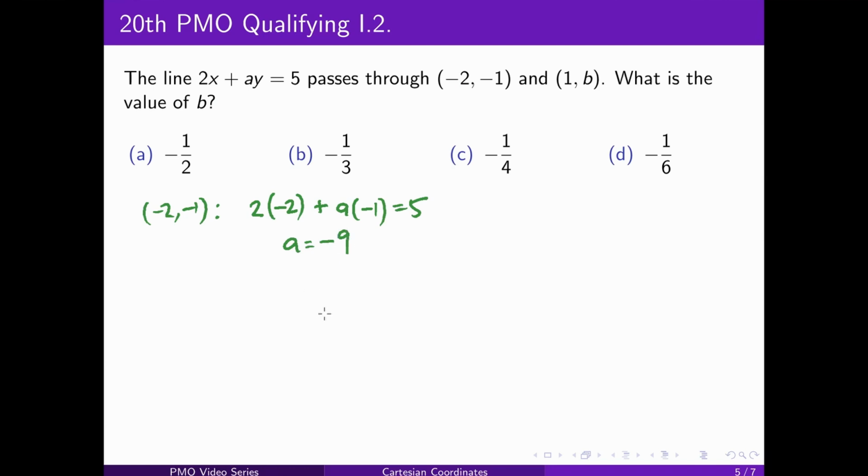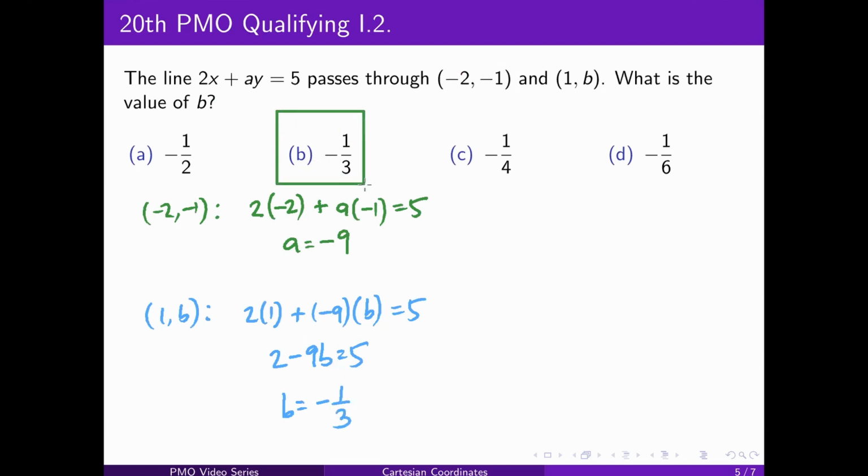So now we can substitute the other point. So we have (1, b). So 2 times 1 plus, well, now we know that a is -9, and then y is b. So 2 times 1 plus -9 times b is equal to 5. And something seems off. Oh no, this is correct. Okay, sorry, this is correct. Yes. So 2 minus 9b equals 5. And if you simplify, you should find that b is -1/3. So our answer is choice B, -1/3.